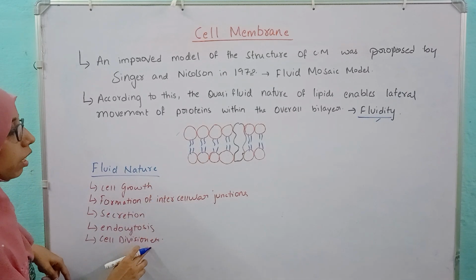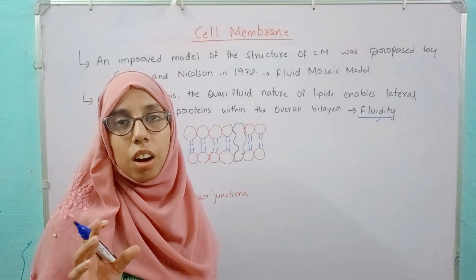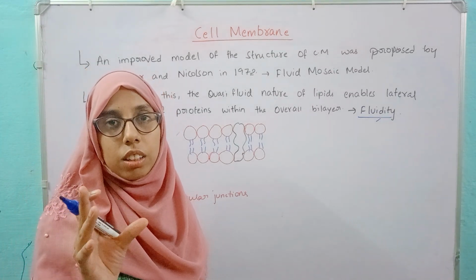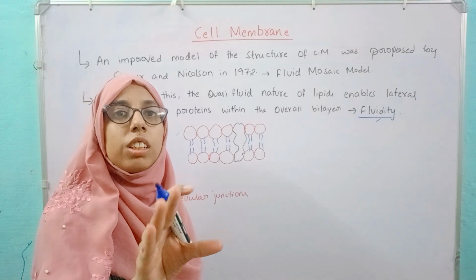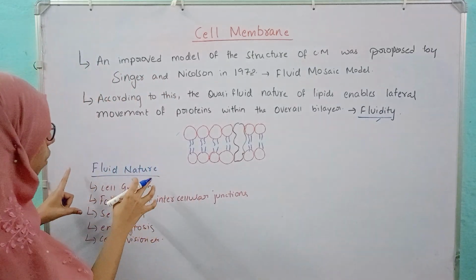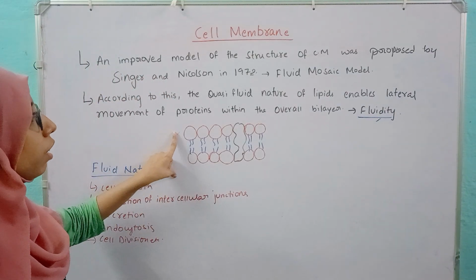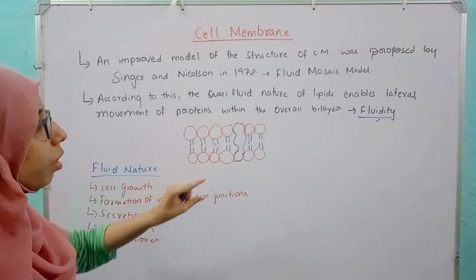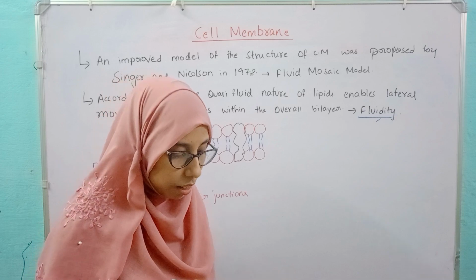And in cell division also, the shape of the plasma membrane may reshape and divide. So to perform all these functions which are performed by the plasma membrane, as we see, the flexible nature or the quasi-fluid nature of the plasma membrane is required. Next we will see in the slide.